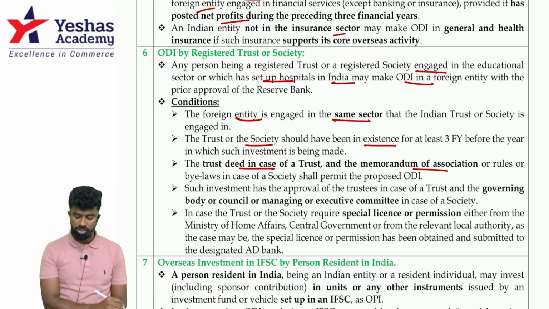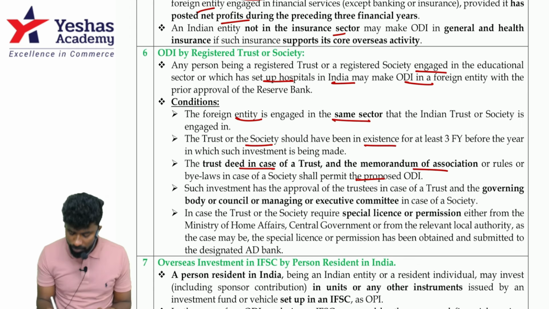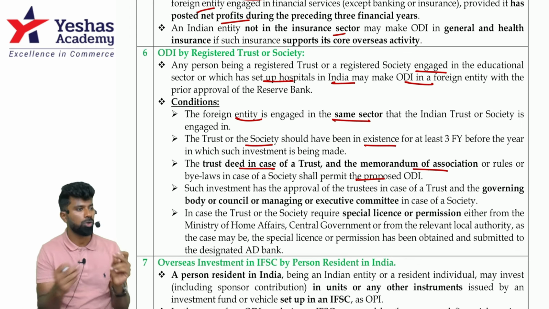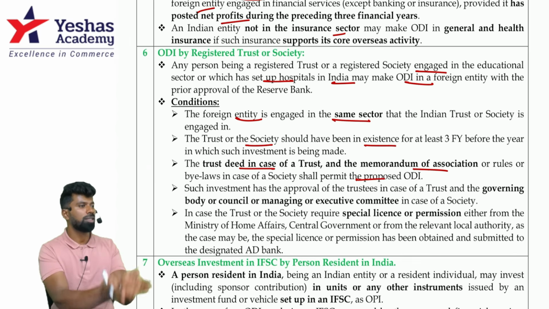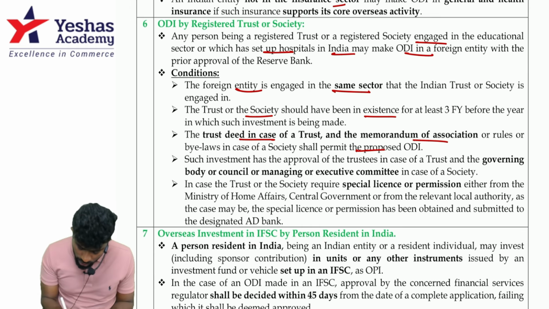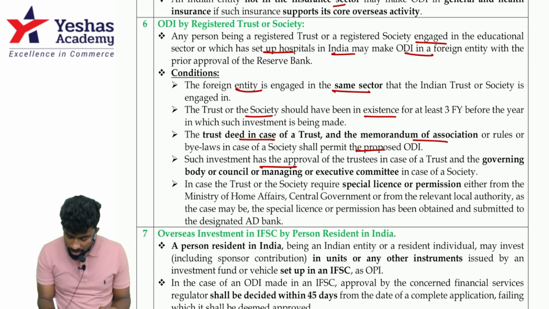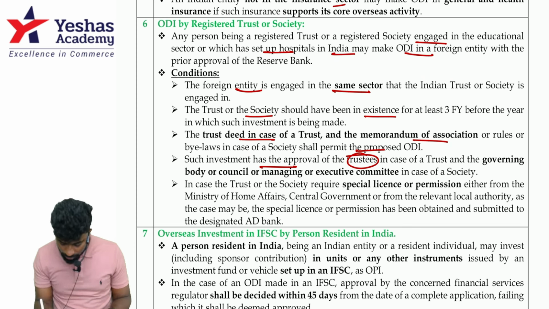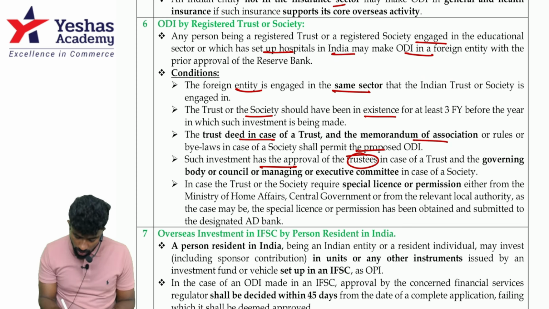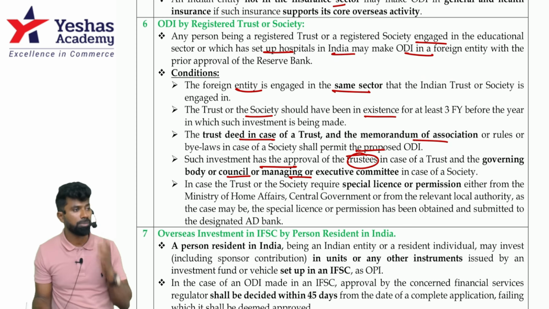Next one, the trust deed in the case of a trust, or the memorandum of association in the case of a society, shall permit the what? Proposed ODI. Means their main document should permit the ODI. Next one, such investment has the approval of whom? Trustee. Means the one who manages the trust. And in the case of a society, the council or managing or executive committee. What committee?